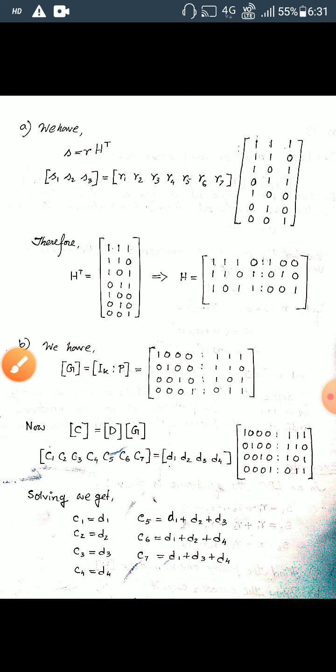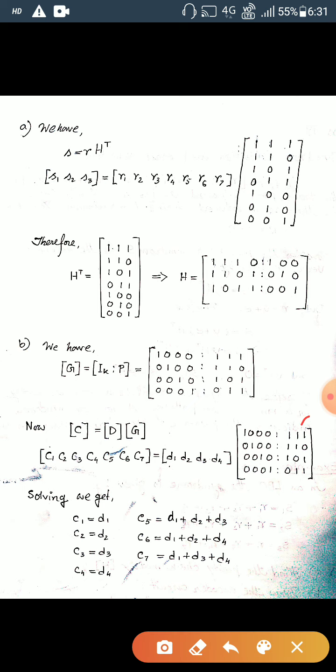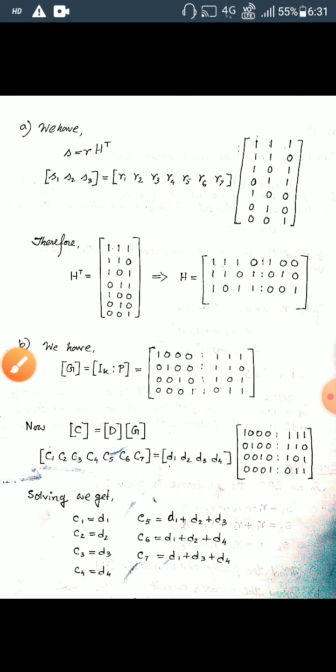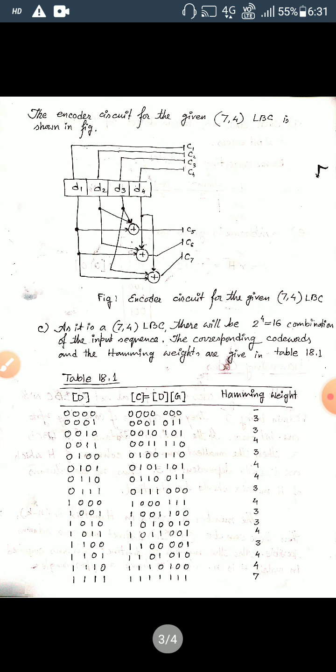And lastly, if you recall, for the last column here where the 1 is present, at the D1 position, at the D3 and D4 position. So this equation is obtained. And if you apply the mod 2 addition, then you can get C7. By using this equation you can draw the encoder circuit diagram, and that one is this one.